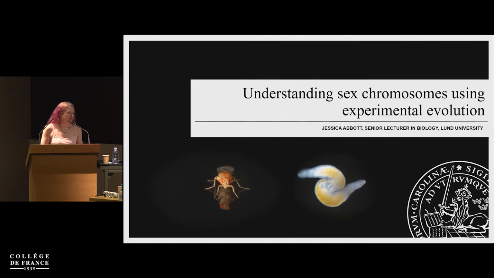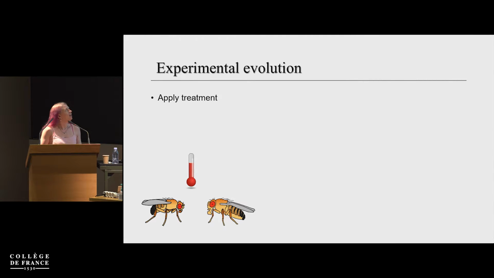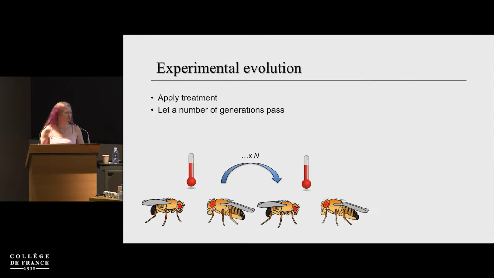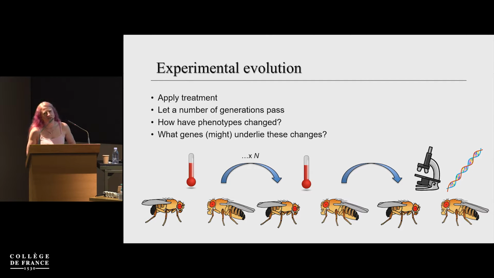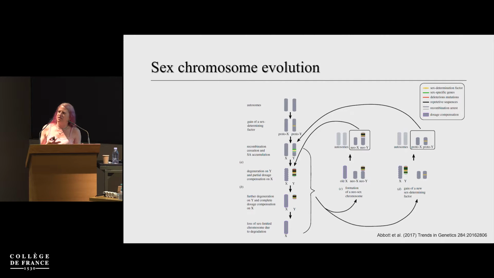So over the past 5 to 10 years, I've been trying to use experimental evolution to test theories about sex chromosome evolution. I'll just go through this quickly because I assume most of you understand how experimental evolution works. You have some organisms in the lab, you apply some sort of treatment to them, you let a number of generations pass, and then you look to see how their phenotypes have changed. And nowadays we can also use sequencing data to try to figure out what genes might underlie these changes. So that's what I've been doing, but I've been trying to manipulate the selection pressures on males and females and/or the sex chromosomes.